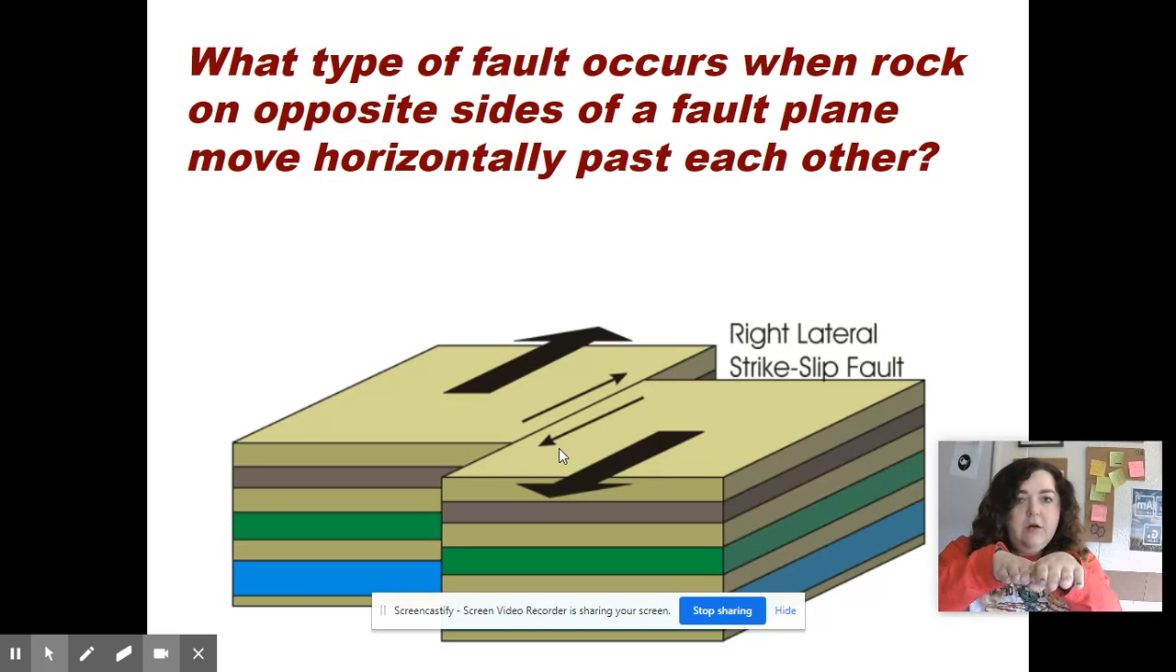We know that we called that a transform plate boundary, but the name of the fault is strike slip. I think I accidentally said that in the last video whenever I was referring to a transform fault, but it's whenever they go past each other like this, so it's a strike slip.